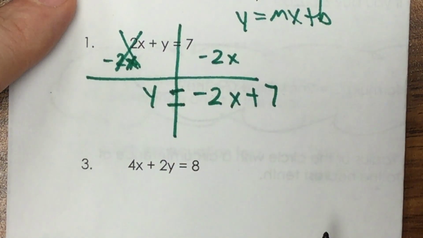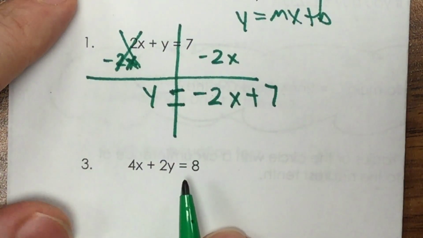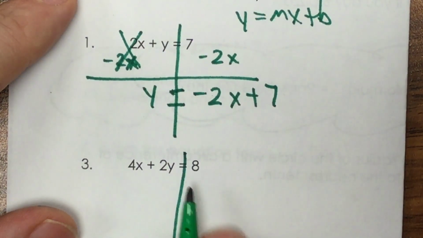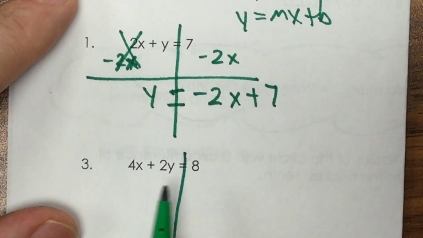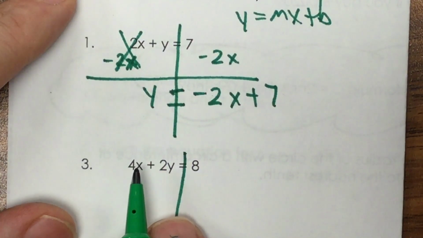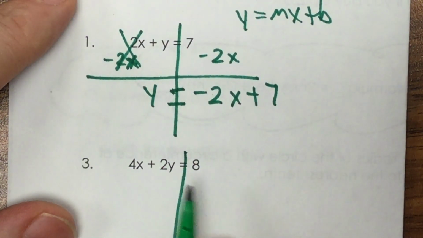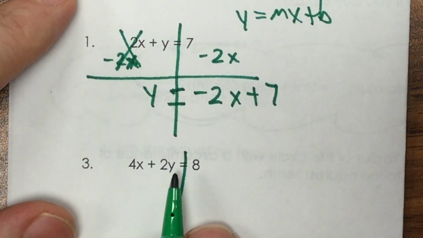Let's do another one. Number 3 says 4x plus 2y equals 8. I make my wall. I find y. I'm solving for y. Now, here's the interesting thing about this. You could solve for x. You can solve for any variable that you need to at the time. But for all of these, we're going to solve for y.